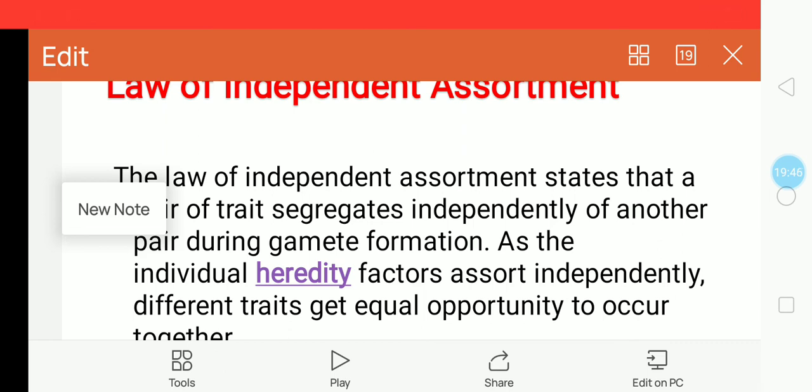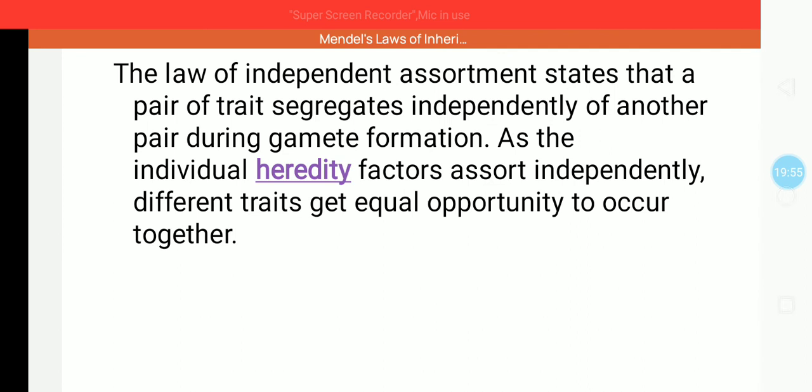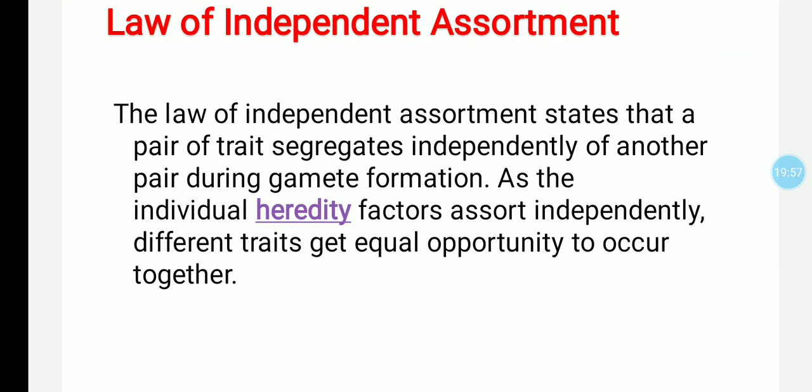In this way, the Mendelian principles are established on the basis of the experiments carried out on the pea plant. In the next lecture, we see the different failures of these laws.